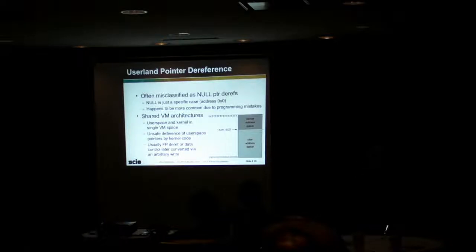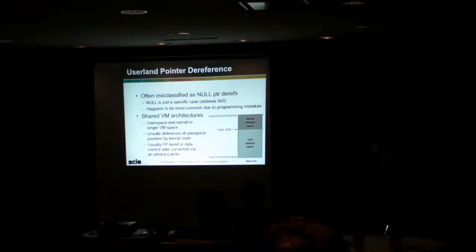The one that people have gotten way overly excited about in the past maybe year or so is these null pointer dereferences. And calling it null pointer dereferences is actually wrong. Well, it's not wrong, it's just not completely accurate. These are userland pointer dereferences, of which null is just a very specific case. It just happens to be the address 0 as opposed to the address 20 or the address 25.